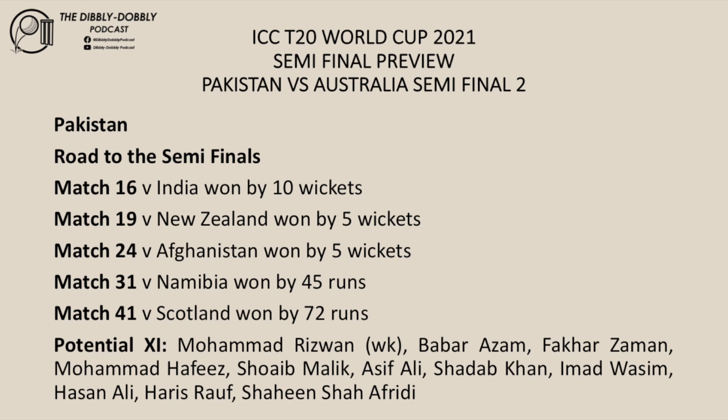Let's have a look at what potential 11 Pakistan may have for this semi-final against Australia. Rizwan, Azam, Zaman, Hafiz, Malik, Asif Ali, Khan, Wasim, Hassan Ali, Rauf and Afridi. I think Pakistan will go into the semi-final against Australia with the same 11 that they've had throughout this tournament. There's no need to make any changes in a semi-final. This is Pakistan's best 11. It's proven to be their best 11 because they've won every game thus far.